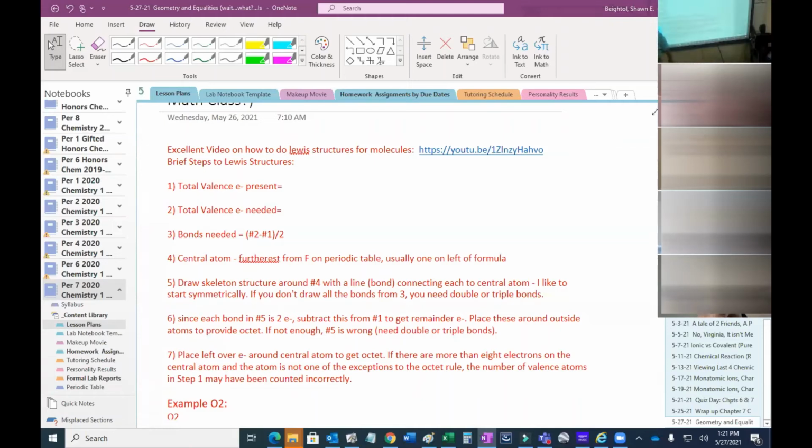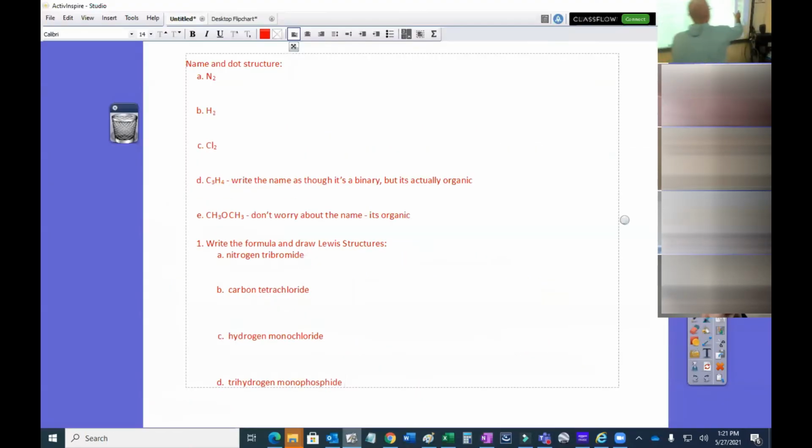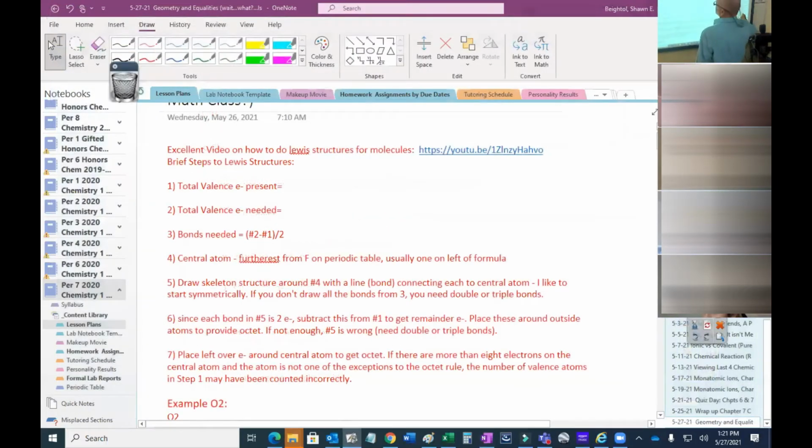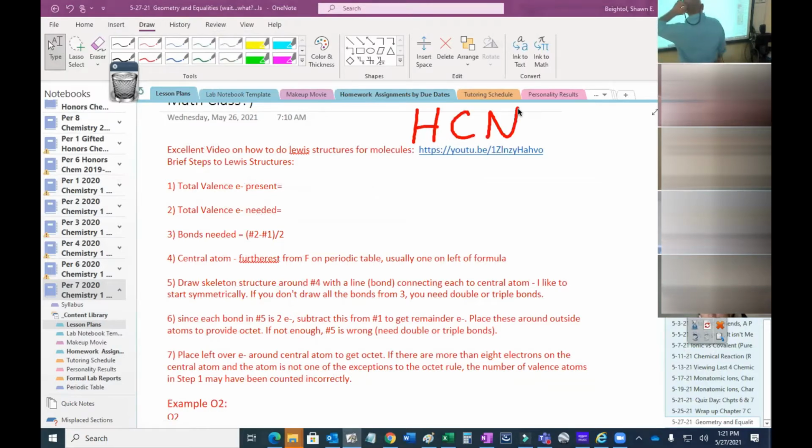Let's say you're given a molecule to make a dot diagram. Now, a dot diagram is basically a model. It's a model of the molecule. It's a representation. So here we go. Here's a molecule, HCN. I don't know if I did this with you the other day, not this one, but one like it.